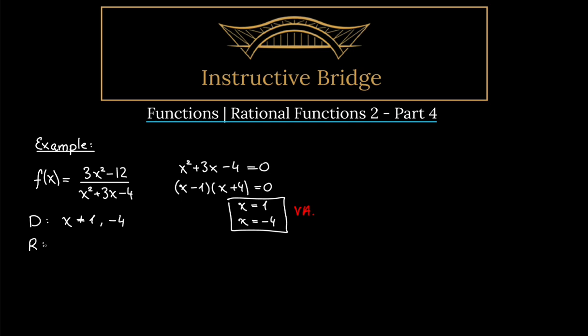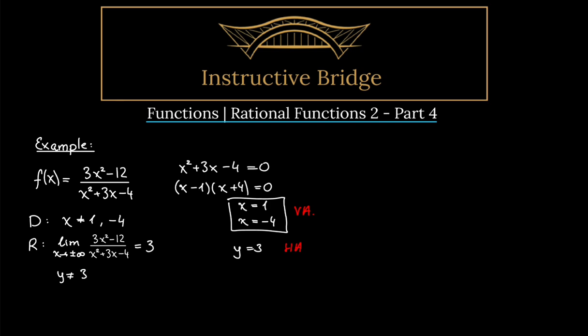Now, let's move on to the range. What we can do here is take the limit as x approaches infinity, or to be more precise, plus minus infinity of our rational function. If you do the limit by yourself, what you're going to get is that it's equal to 3. So that means when y is equal to 3, what we're going to have is a horizontal asymptote. This also means that y just doesn't equal 3.